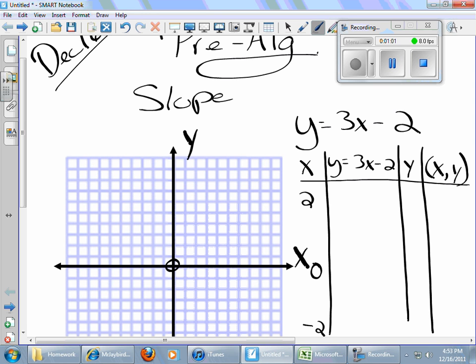All right, so I'm going to substitute in 2 for x. I'm going to get y equals 3 times 2 minus 2. Well, this is 6 minus 2. That's going to equal 4. So y is going to be 4. My point, therefore, will be (2, 4). I will plot (2, 4) on my graph.